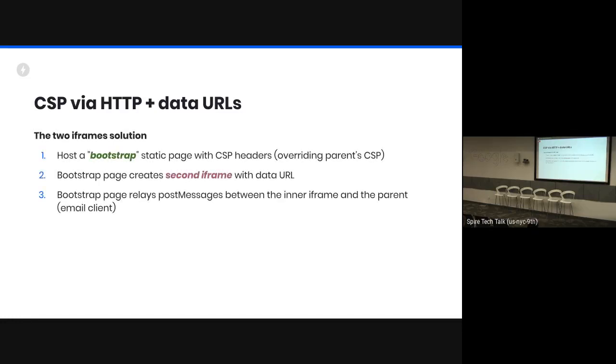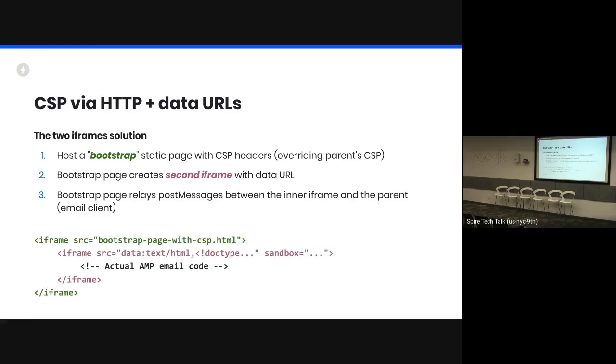The solution to this is to use two iframes. The first iframe is a bootstrap page. It's a static HTML page that has some JavaScript on it, and it's initially empty. And it's the same for every email. And this static page is returned with CSP headers. So if we put this in an iframe, it will override the content security policy, and it lets us define one for our emails. Then this page will wait for the email client to give it some AMP code, usually using a postMessage. It will create the second iframe inside of itself, which actually contains the AMP code.